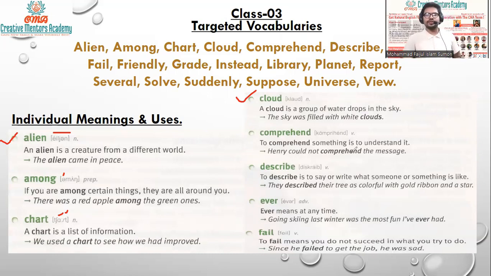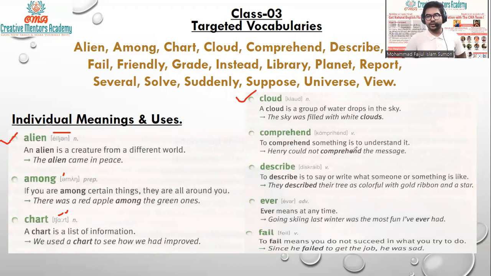Describe. To describe is to say or write what someone or something is like. Description. I mean, if you are giving a description, that is describe. That means you are describing. Okay. Describe. So ever means at any time. Okay. Going skiing last winter was the most fun I've ever had. আমার এই সারা জীবনে যে দারুণ একটা ঘটনা ঘটেছে সেটা হচ্ছে এটা। Okay, the wonderful things happened ever to me.